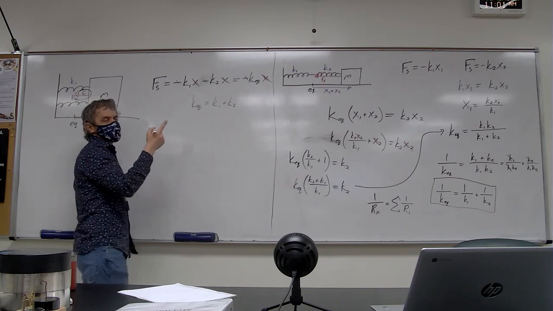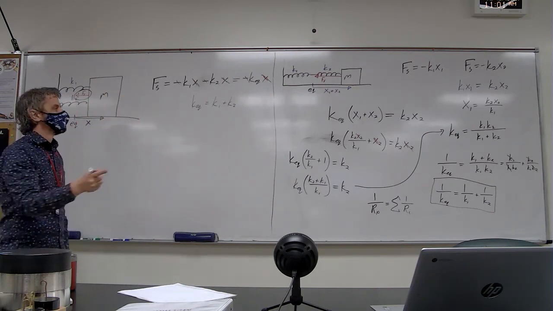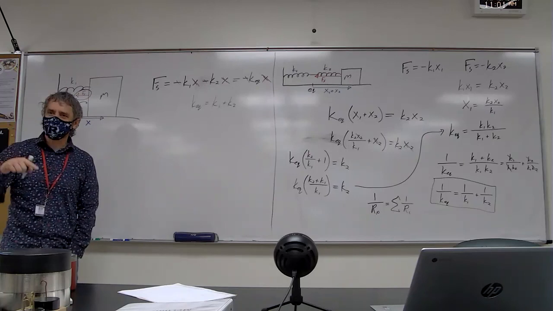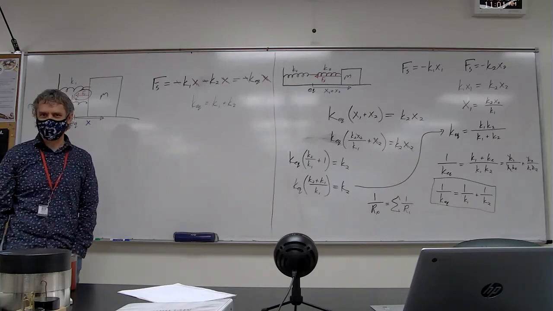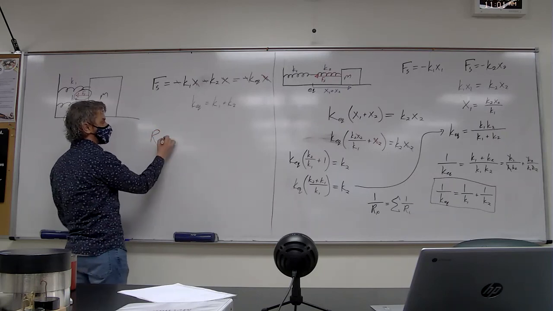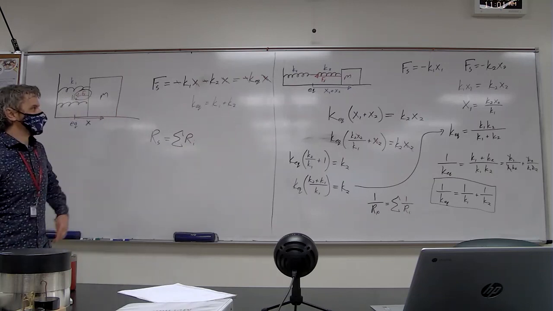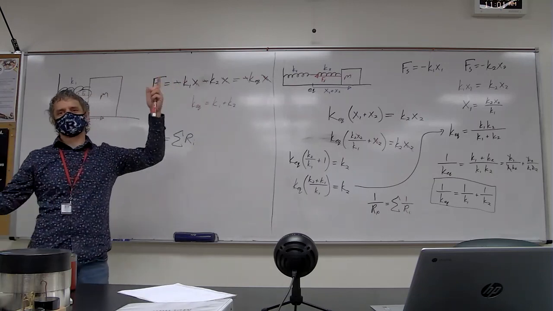So this is springs in parallel. Resistors in series work like springs in parallel. So the equation for the equivalent resistance in series is just the sum of all the resistors. And so if you have 3 springs, it's K1 plus K2 plus K3.